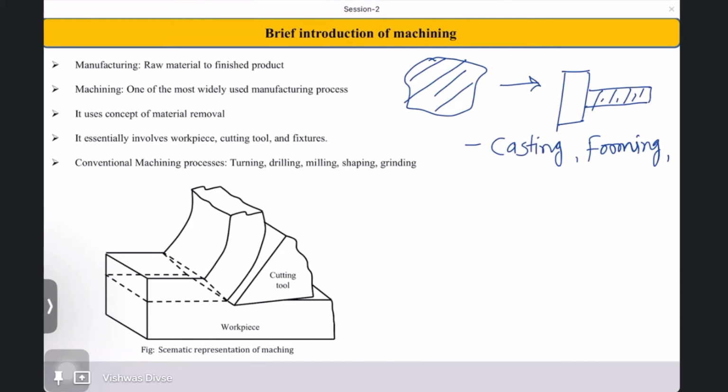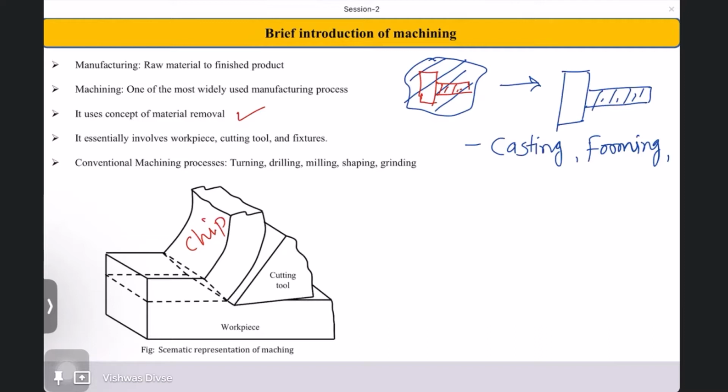But there is one more philosophy. We remove unwanted material, like in this case, if we remove unwanted material and we are only left with this, and all other material is unwanted material. If we remove unwanted material and get the final shape, we call it machining. So now it uses the concept of what? Material removal, and that material removal is mostly in the form of chip that you can see in this diagram.